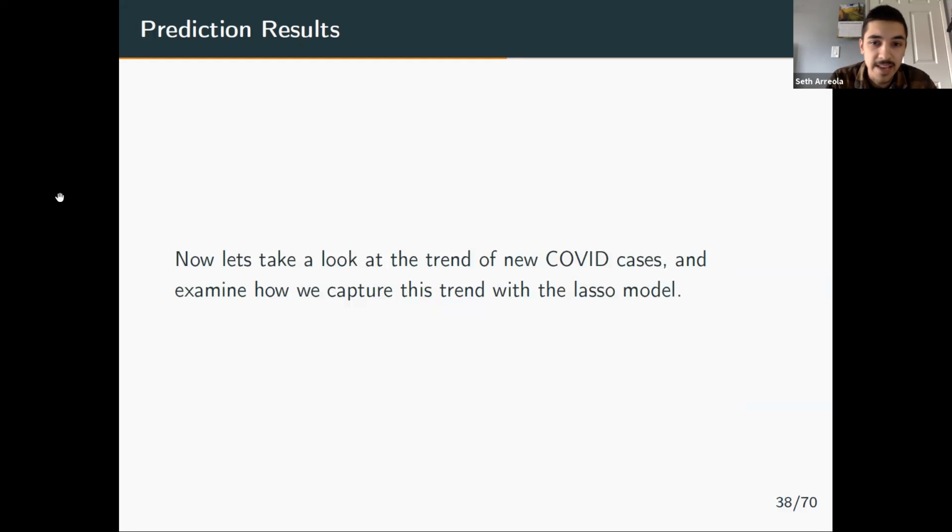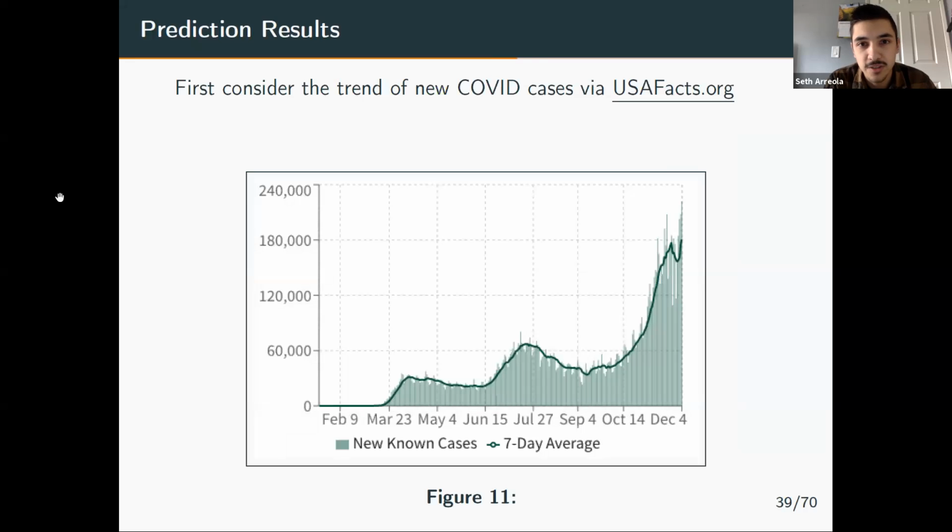So now let's take a step back out of Southern California and consider the national trend of cases across the United States and how our models can capture this trend. But before we get into our data, let's take a look at the aggregate sum of cases across all counties across the United States, provided here by usafacts.org. So we're able to get an idea of what this trend looks like.